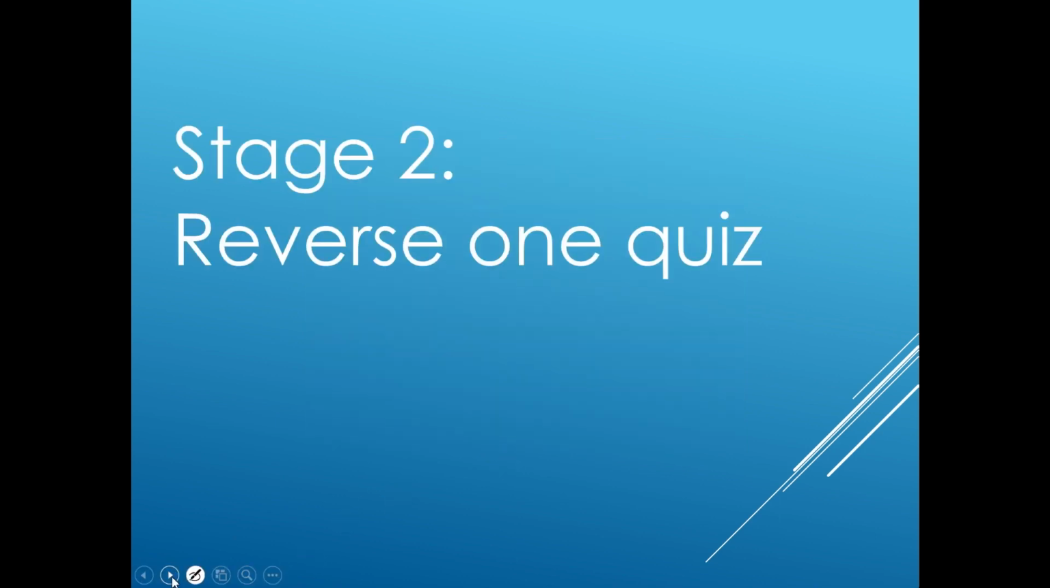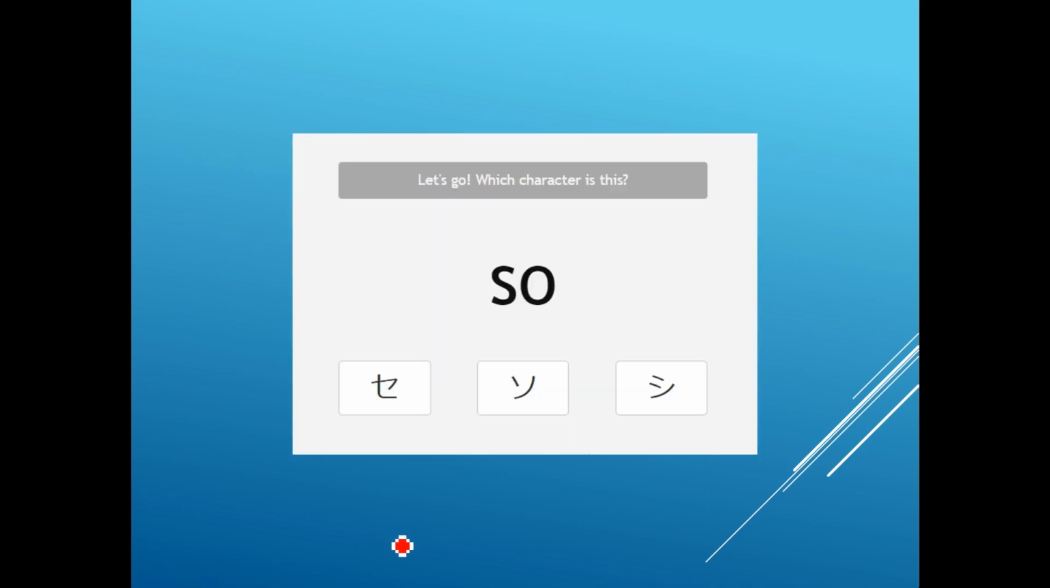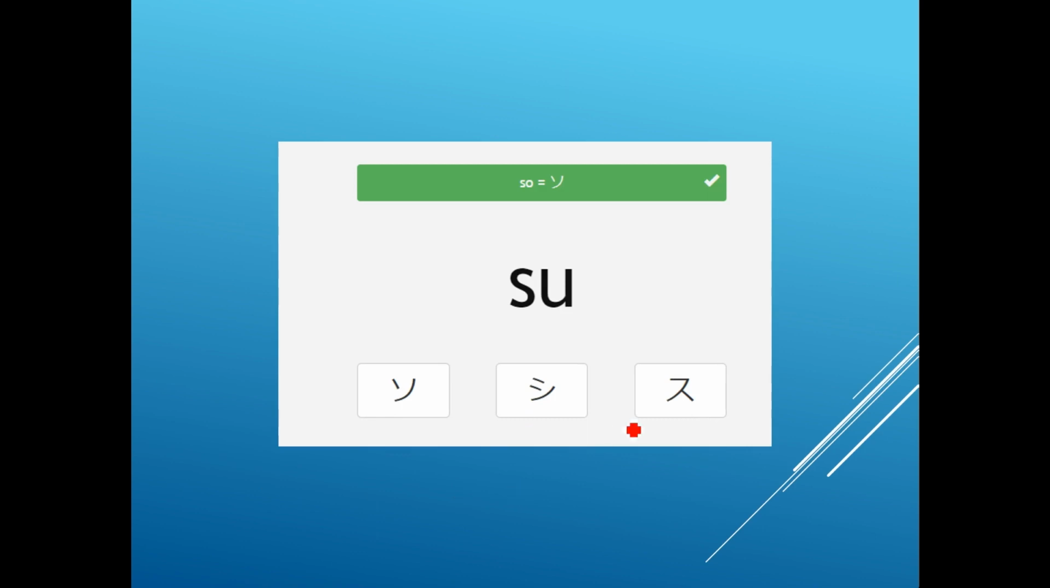Now stage 2, the reverse quiz. Which one is so? First one, second one, or third one? Second one is the right answer. So will be this or this. Third is the right answer.